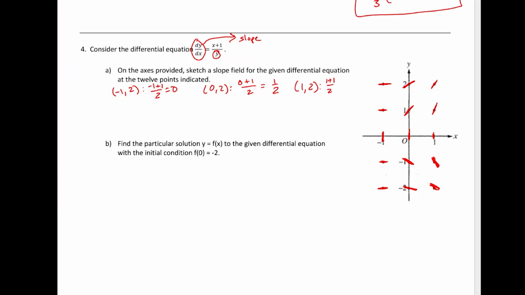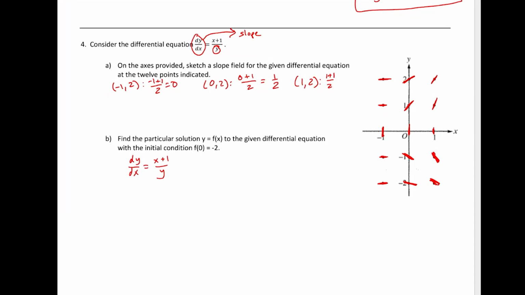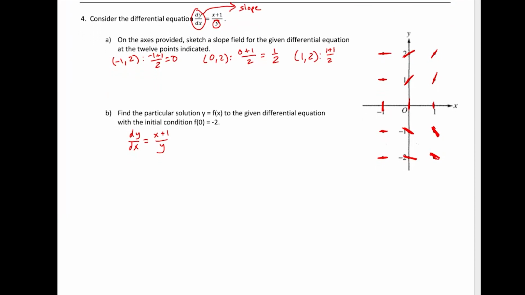It says find the particular solution given the initial condition that y of 0 is -2. So we got the slope from before, but we'll use that initial condition to find the c value. So let's go back to that original dy dx, which is x plus 1 over y. We're going to solve this for y using the separation of variables technique. First, I'll multiply both sides by y to get y dy, and then move the dx over in a similar way.